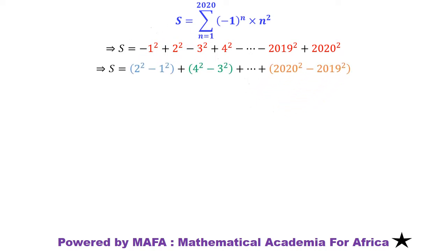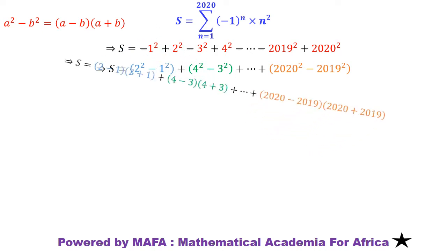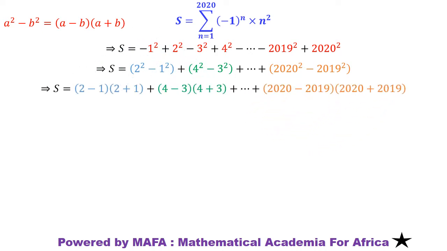Now I'll try to group terms in pairs, so I group the first two terms, the next two terms, the next two terms, and so on and so forth. Now we all know about the difference of two squares, which says that a squared minus b squared is equal to a minus b times a plus b, meaning that the sum can be written as this.